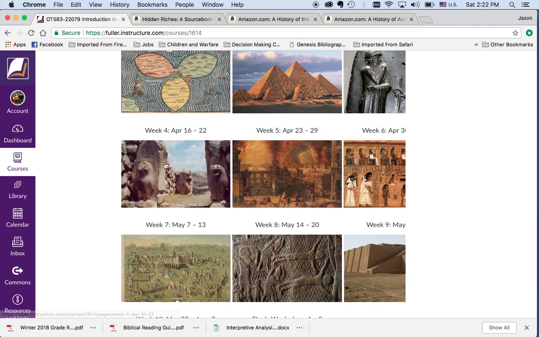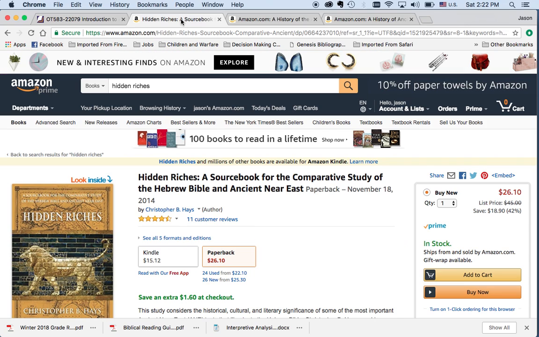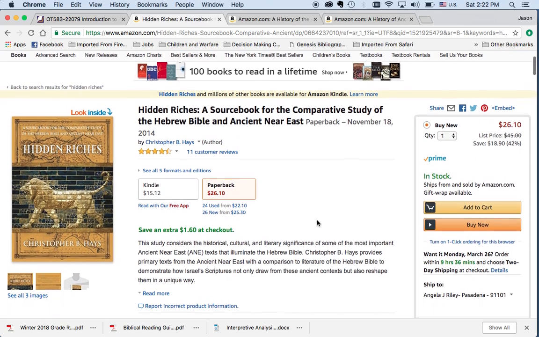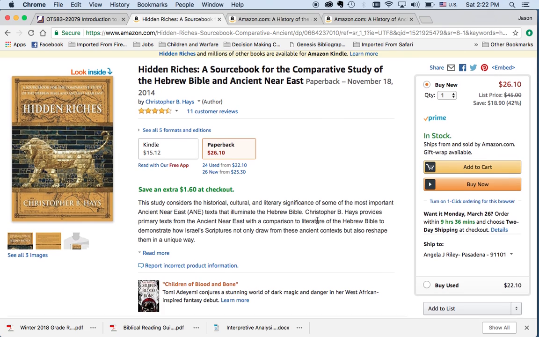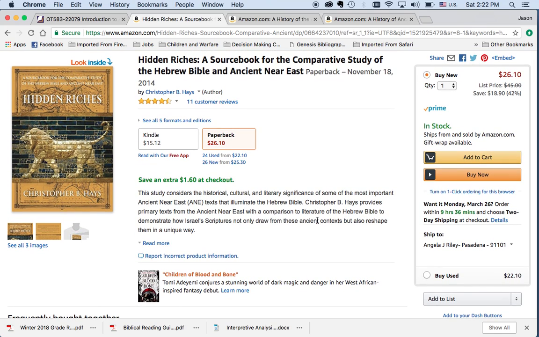Let me introduce you quickly to the 3 course textbooks. The first textbook you're going to use is Hidden Riches, and this is a textbook written by one of Fuller's professors, Dr. Christopher B. Hays. This is a comparative source book for the ancient Near East and the Old Testament. And you'll read almost a chapter a week or 2 chapters a week from this book, which pairs an ancient Near Eastern text with a text from the Hebrew Bible or the Old Testament.